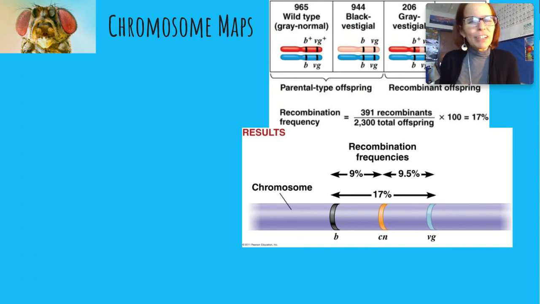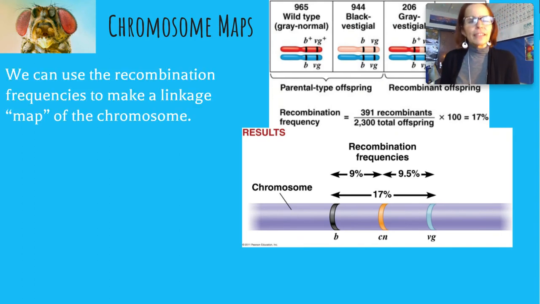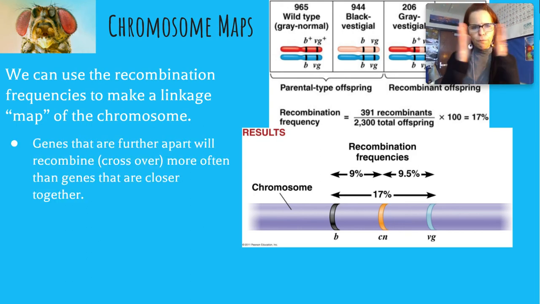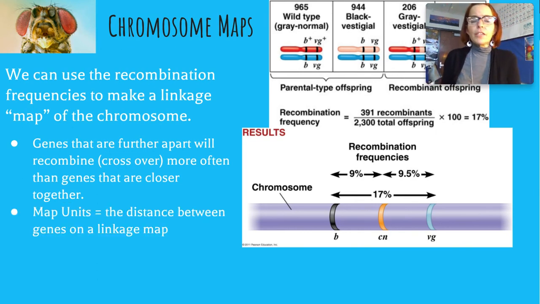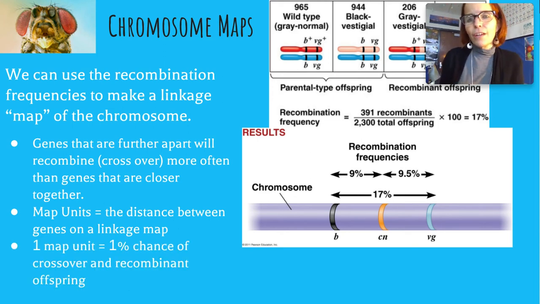Okay, this is the last slide and then we're done. So these chromosome maps, how we make this. It says we can use the recombination frequencies to make a map of the chromosome. Genes that are further apart will recombine or cross over more often than genes that are closer together. So Thomas Hunt Morgan, thank you, dude, decided to make map units, the distance between genes on a linkage map, equal to the percent of crossing over. So if they cross over 17% of the time, then they are 17 map units. They're also called centimorgans after Thomas Hunt Morgan, 17 map units apart.